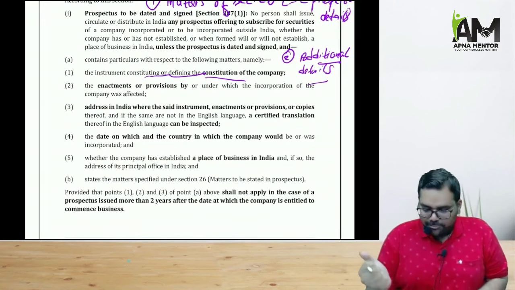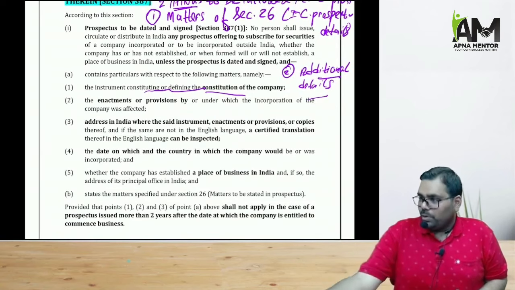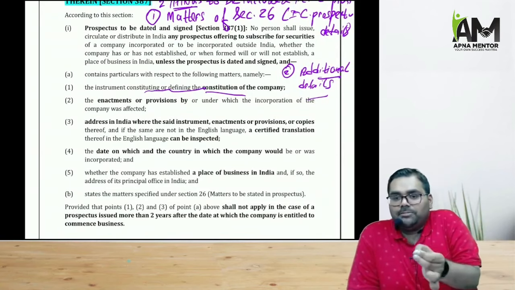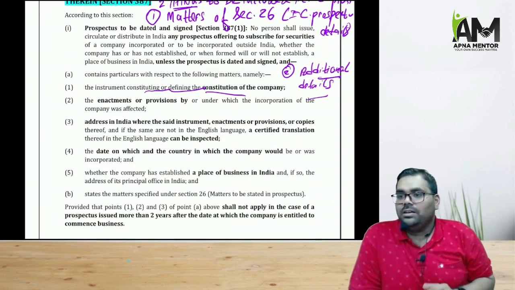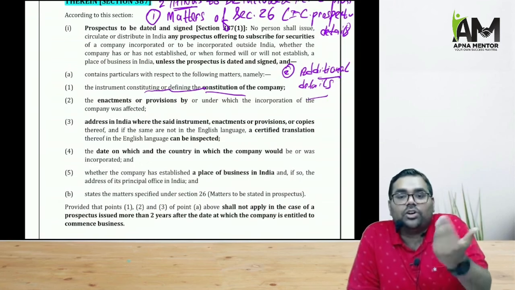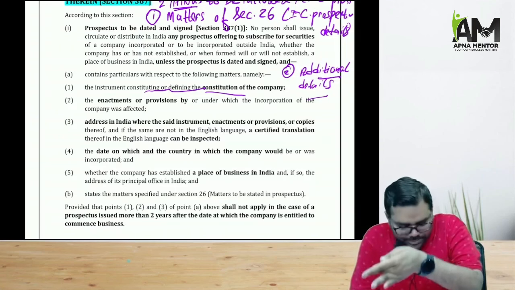Then the place of business in India. The company will also inform in the prospectus whether we have any place of business in India, or we are just having a share registration office, or we are carrying the business out in electronic mode. So that is also something the company will include in its prospectus.